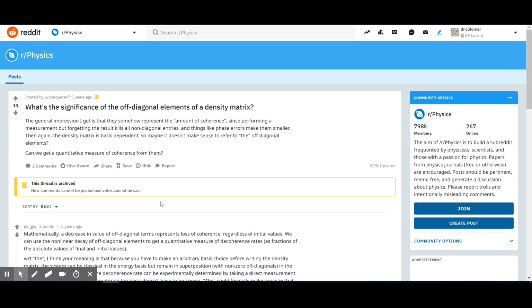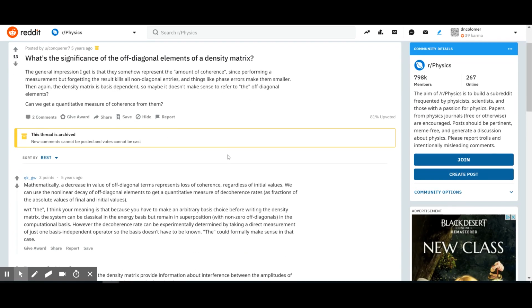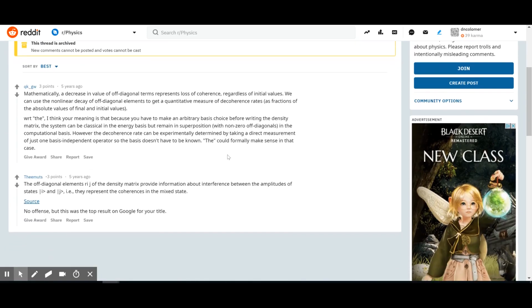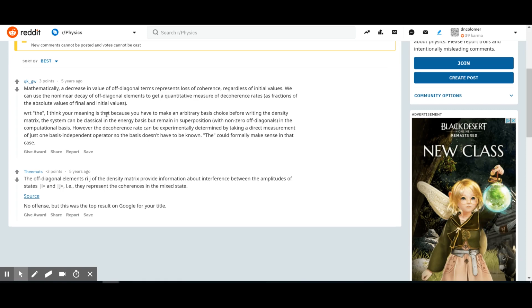Reddit physics: what's the significance of diagonal elements of density matrix? The general impression I get is that they somehow represent the amount of coherence, since performing a measurement but forgetting the results kills all non-diagonal entries, and things like phase errors make them smaller. Then again, the density matrix is basis dependent, so maybe it doesn't make sense to refer to the off-diagonal elements. Mathematically, a decrease in value of off-diagonal terms represents a loss of coherence regardless of initial values.